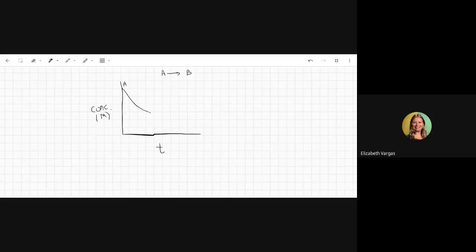Okay, and there's a few options. Usually it levels off somewhere below where it started. And B is going to go up like so. And then if A levels off, B is going to level off and look something like that. So this is the concentration of A going down, and this is the concentration of B going up.